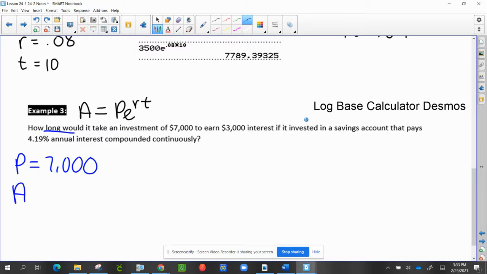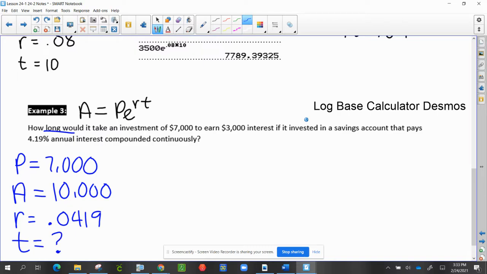So in the end, what's the total amount of money we're going to have? If we have $7,000 and we want to earn $3,000 in interest, what's that total going to be? Well, 7 plus 3, we would want our total to be $10,000. So in the end, we want the A value, the amount of money we get out of it, to be 10 grand. Now our rate is 0.0419. Turn that percent to a decimal. And the T in this problem is what we're solving for.